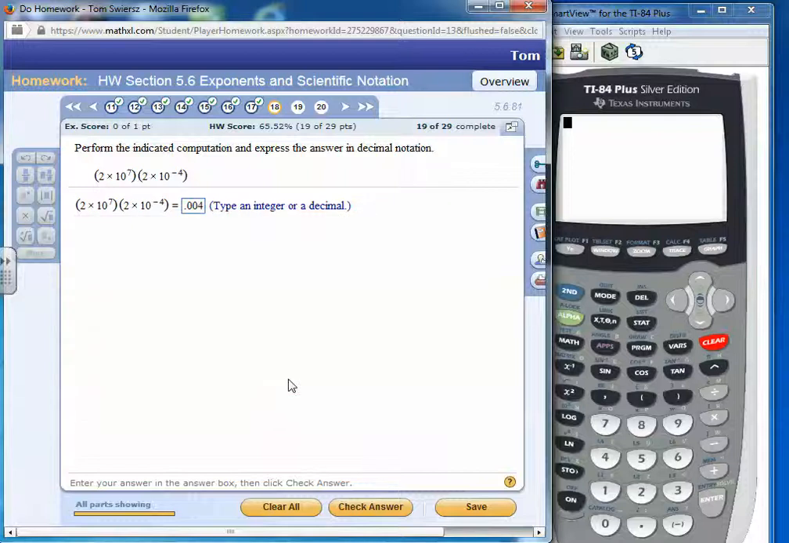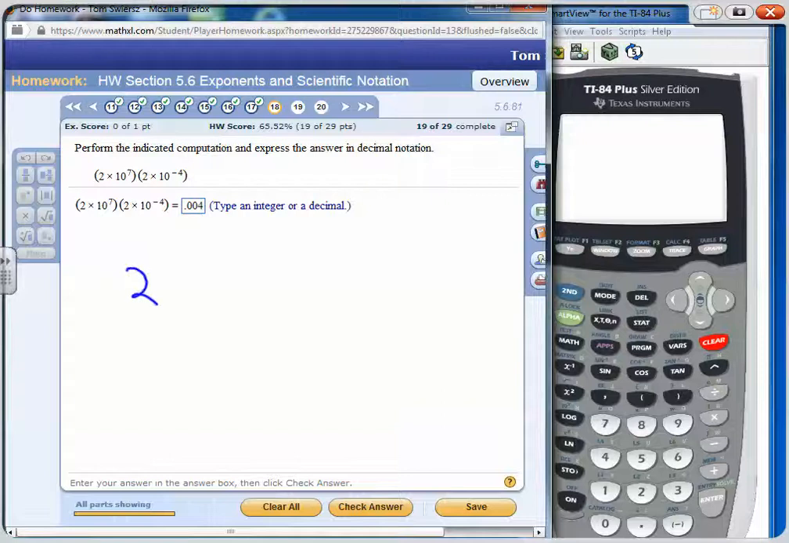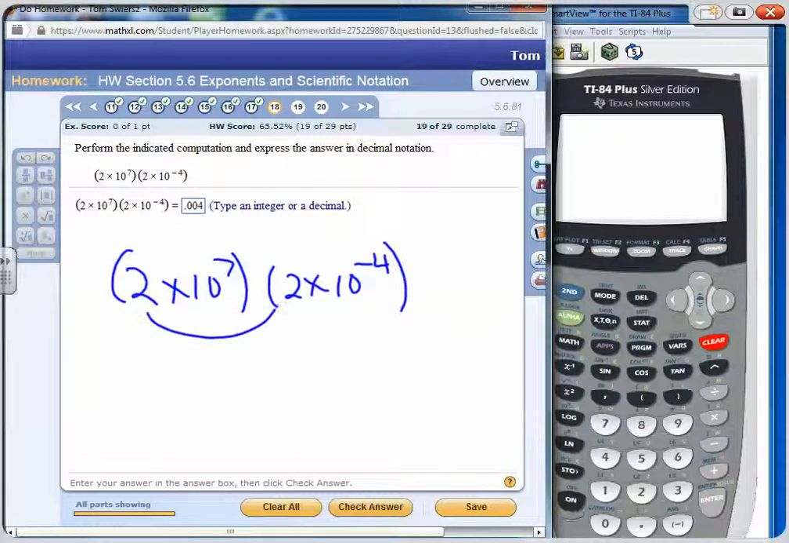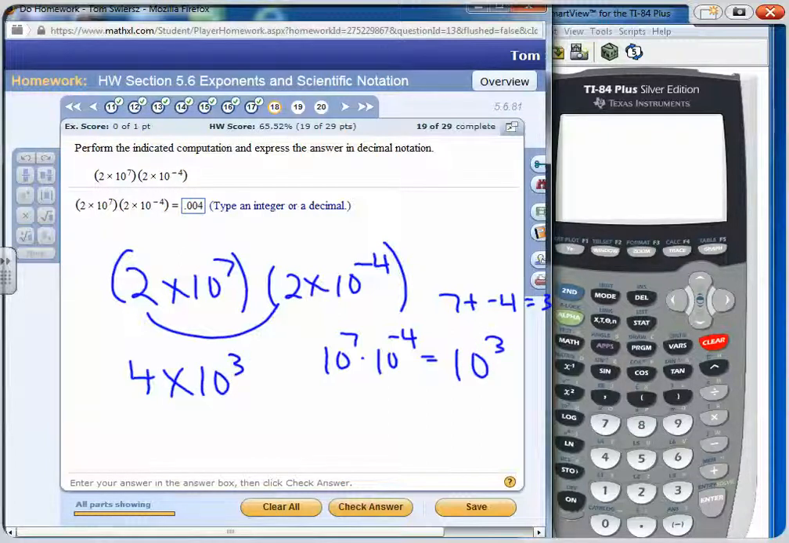Oh, okay. Got it mixed up here. It was 2 times 10 to the 7th times 2 times 10 to the negative 4. So 2 times 2 is 4. I think I copied it down wrong before. 7 plus negative 4 is a positive 3. So it's 4 times 10 to the third, and then the decimal's there, so move it over 1, 2, 3 places. We'd add 3 zeros, so the answer would be 4,000.